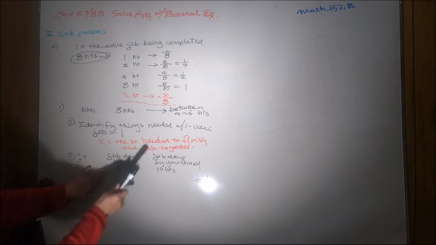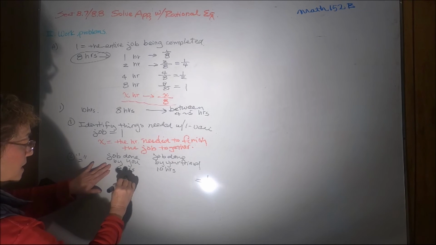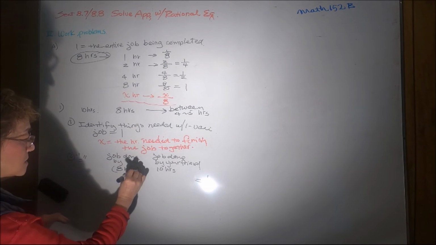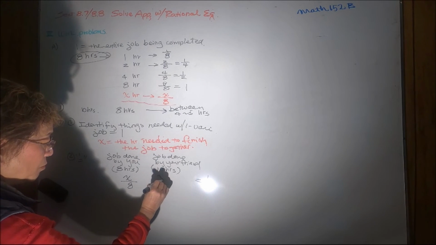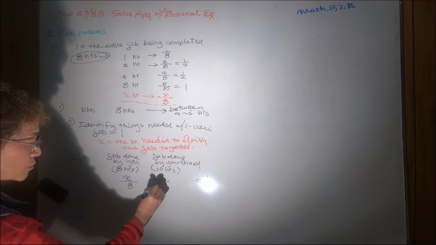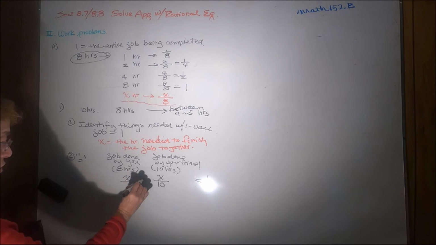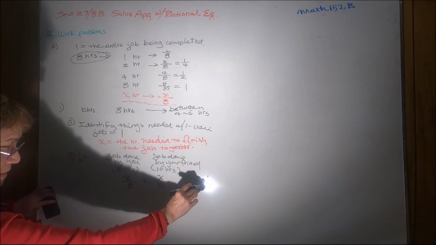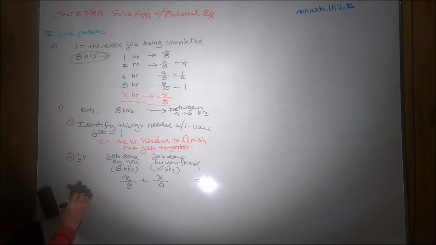So the job done by you will be what? In total will be what? x over 8, right? By your friend will be what? 1 hour will be 1/10, 2 hours will be 2/10. x hours will be what? x tenths, right? So you add them together and it will be equal to 1. Then you can solve it.